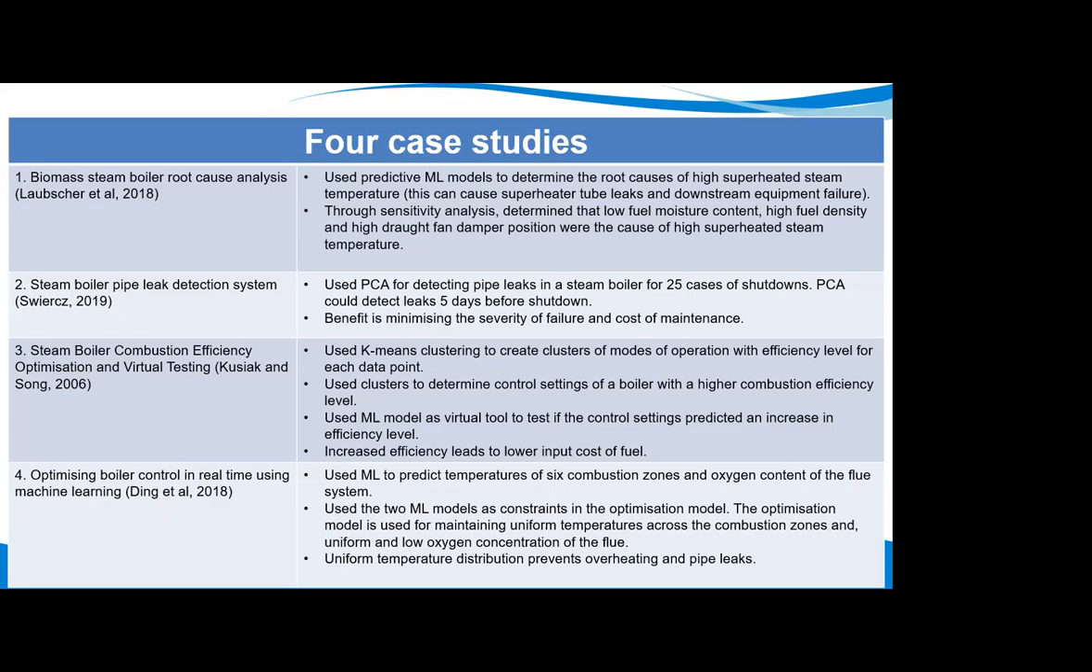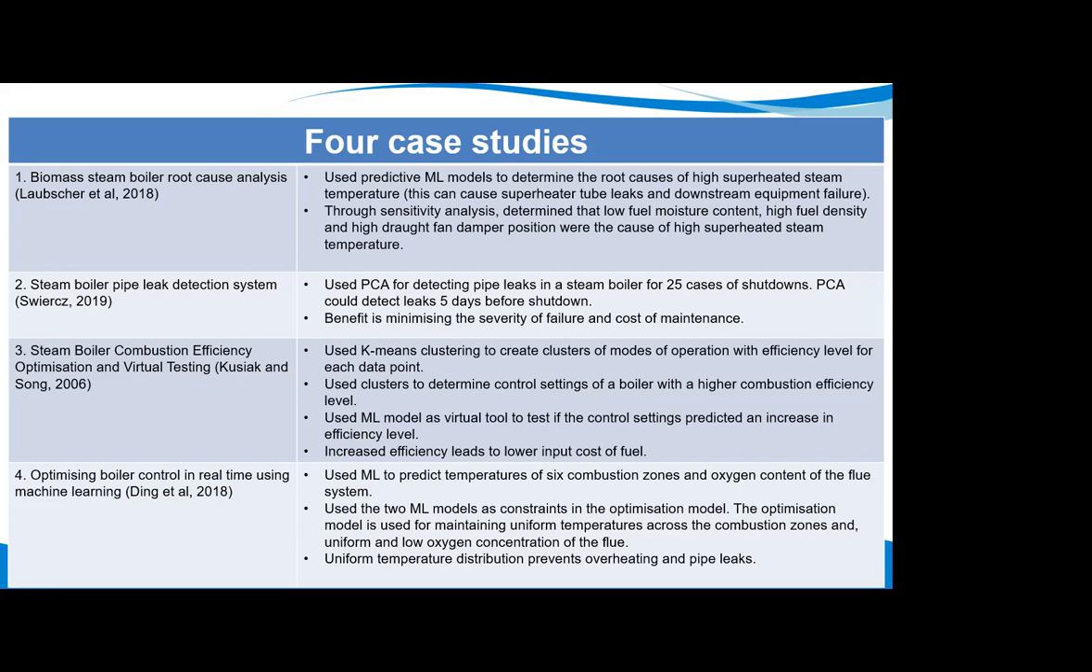And the third one was on steam boiler combustion efficiency. In this case study, they used K-means clustering to create clusters of modes of operation. And they would have efficiency levels for each of the data points. And for a future data point, they would determine the control settings of a boiler with a higher combustion efficiency level. So if a future data point falls within a certain cluster, let's say cluster A, they would have a search algorithm that searches for a control setting that will give you a higher combustion efficiency.